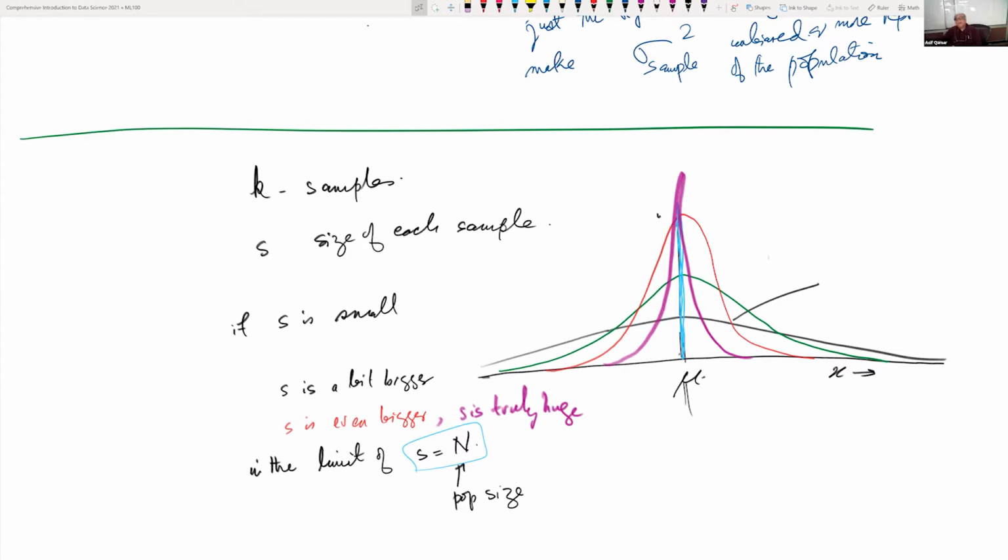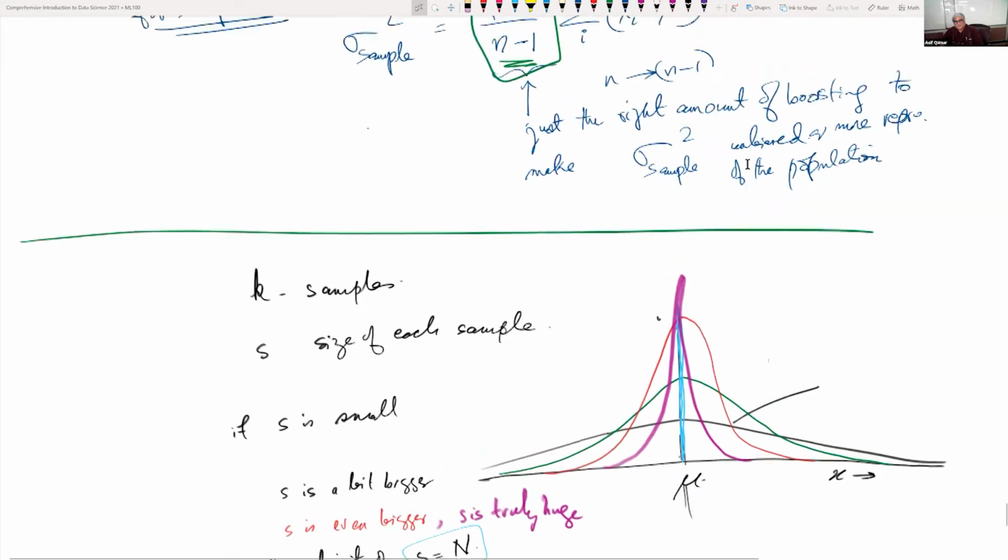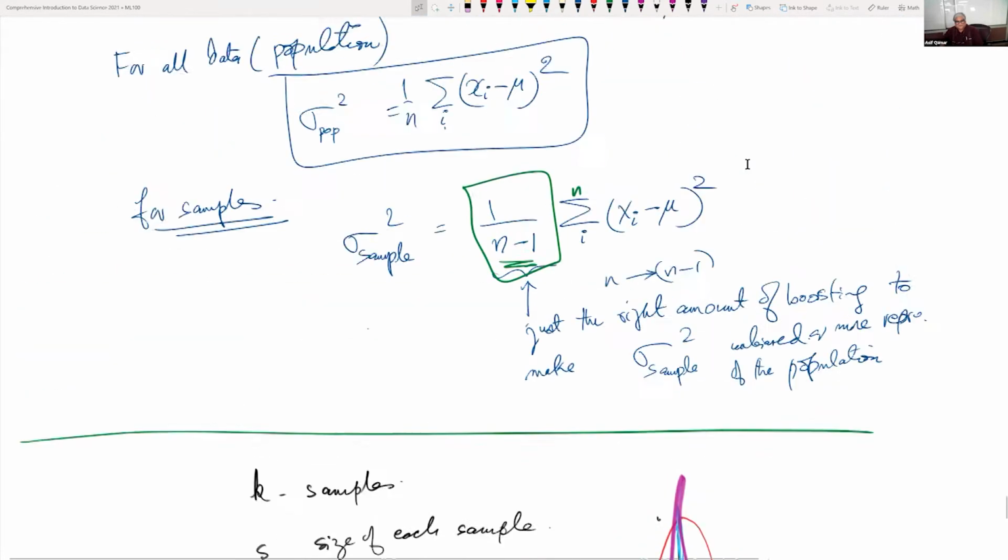Let's make it a homework in which you play with the sample size. Actually, you can do it in the class itself and see what happens. You'll find something interesting. Right?